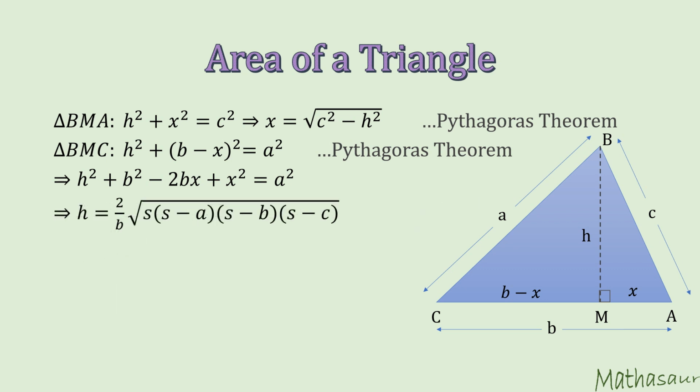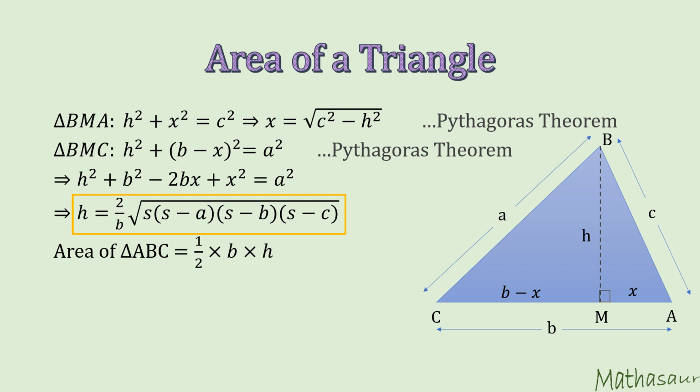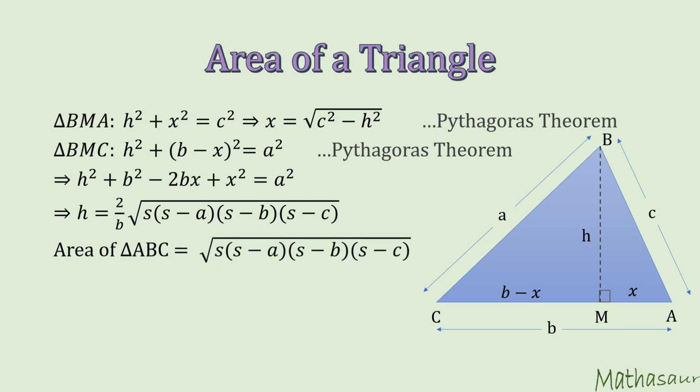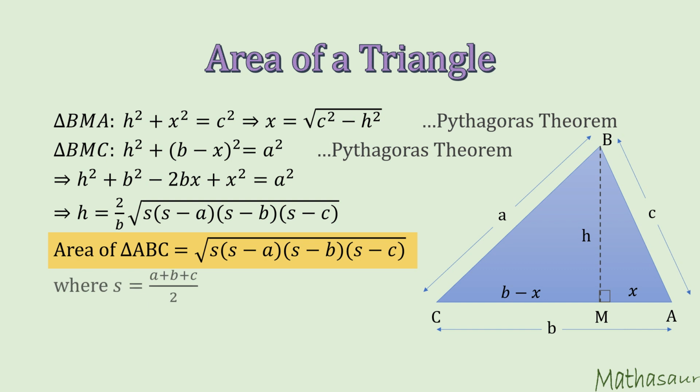Now we have the value of h in terms of the sides a, b and c. So we can find the area of triangle ABC by applying the formula 1 upon 2 times b times h. Now let us substitute the value for h. And we find that the area of triangle ABC is equal to square root of s times s minus a times s minus b times s minus c, where s is equal to a plus b plus c by 2, or it is half of the perimeter of this triangle.